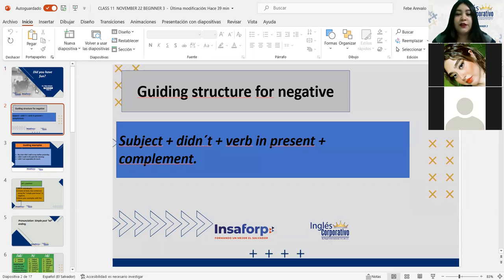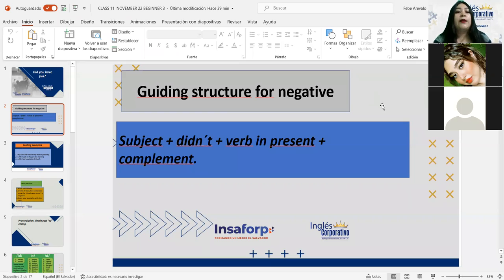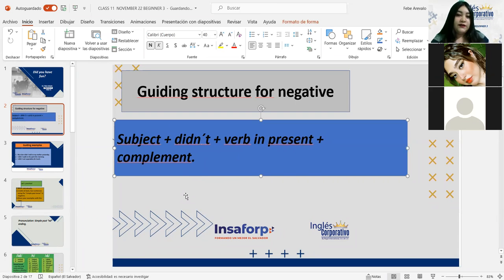We have the guiding structure for negative. If you remember last class, we saw simple past, right? We were explaining what simple past is, when do we use it, how do we use it? Basically everything is based on the verbs, right? We were studying regular verbs. Today we're going to study irregular verbs, which are also really important, okay? This is the guiding structure for negative. I want you to take this into consideration again, because today we are going to work in a part of the platform in which this is also developed, right?